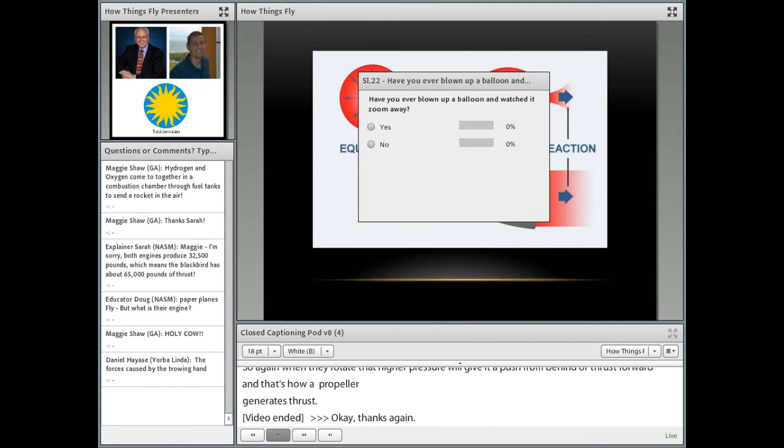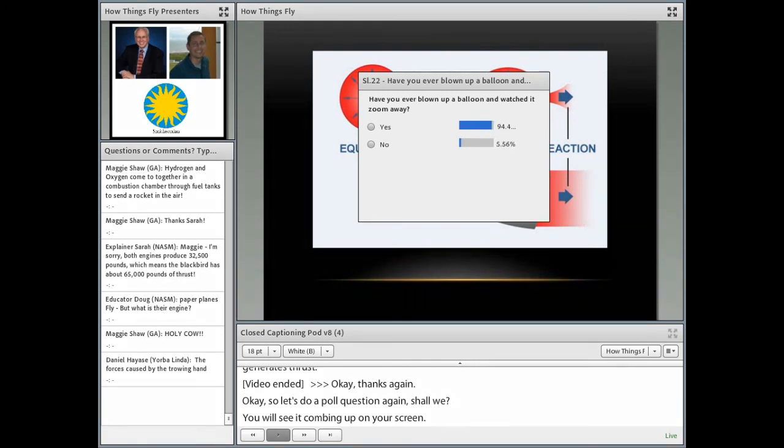Have you ever blown up a balloon and watched it zoom away? This should be a fairly simple poll question. And I think you're right. The vast majority of people seem to have had a chance to play with balloons before. And for that 5%, I recommend that you get a hold of one and just run some experiments at home. Oh yeah, you're missing out there.